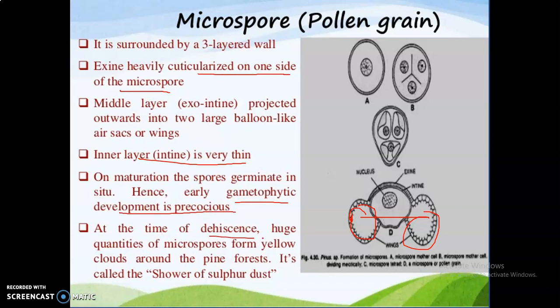At the time of dehiscence, the microspore is at the 3 cell stage, and these microspores form the yellow clouds near the pine forest, also termed the shower of sulfur dust.